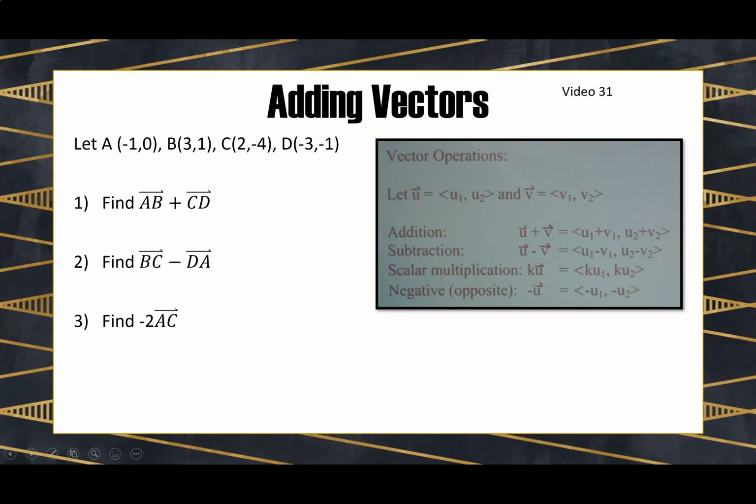What we do have to do is remember how to find the horizontal and vertical components of the vector. So here we have to find out what the horizontal and vertical components are of vector AB. To do that, we look from A to B. How far is it to get from -1 to 3? Well, it's 4. How far is it to get from 0 to 1? Well, that's going to be 1. So I just found the horizontal and vertical components of vector AB.